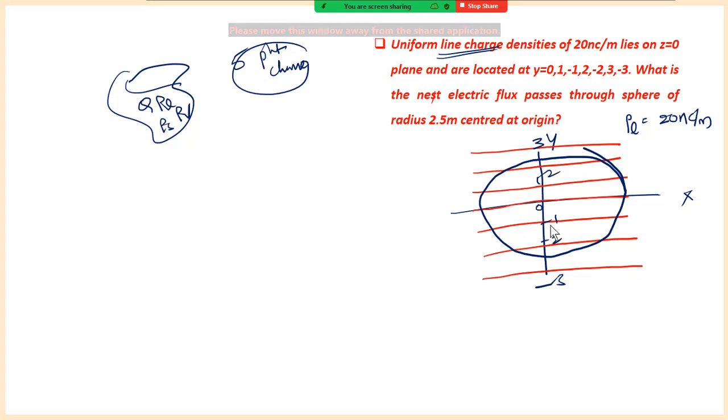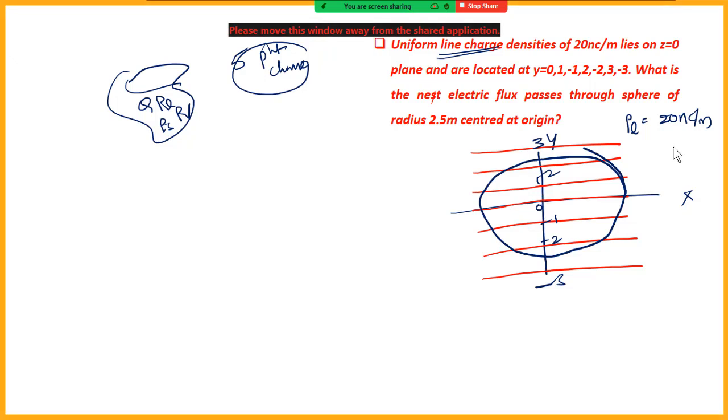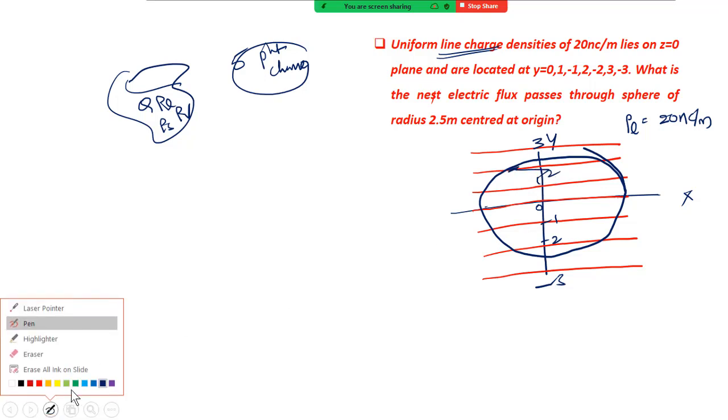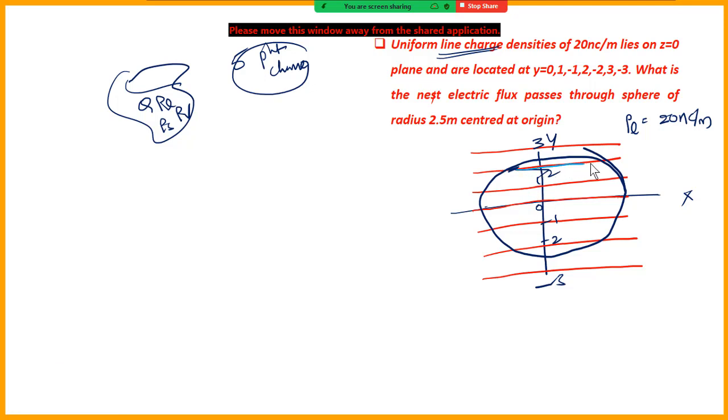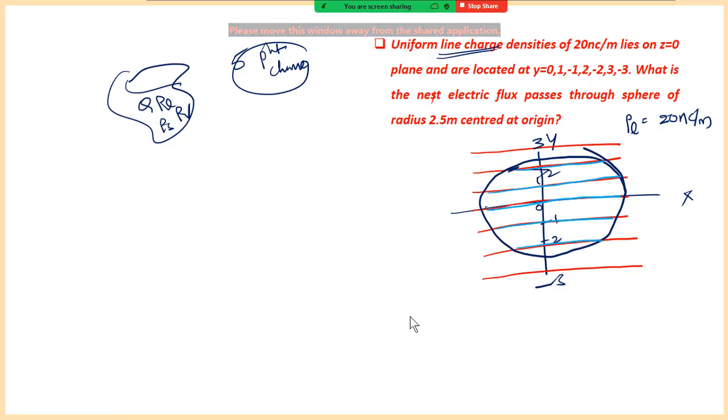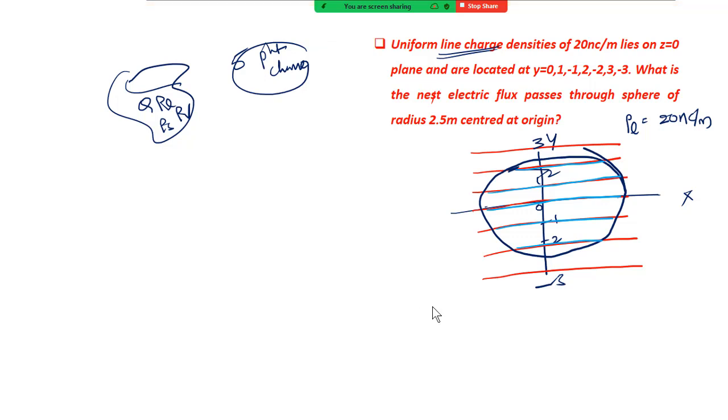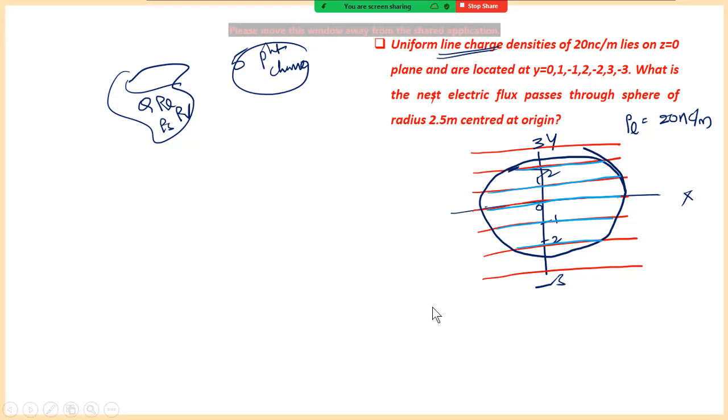So now this is the situation. How much net electric flux is passing through this particular closed surface, that is what we have to calculate. You see here line charges are there. So this rho L is giving the charge per unit length. From here to here how much charge is there, from here to here how much charge, from here to here we have to calculate. If you can calculate the charge available within that particular sphere, the same amount of electric flux is passing through that one.